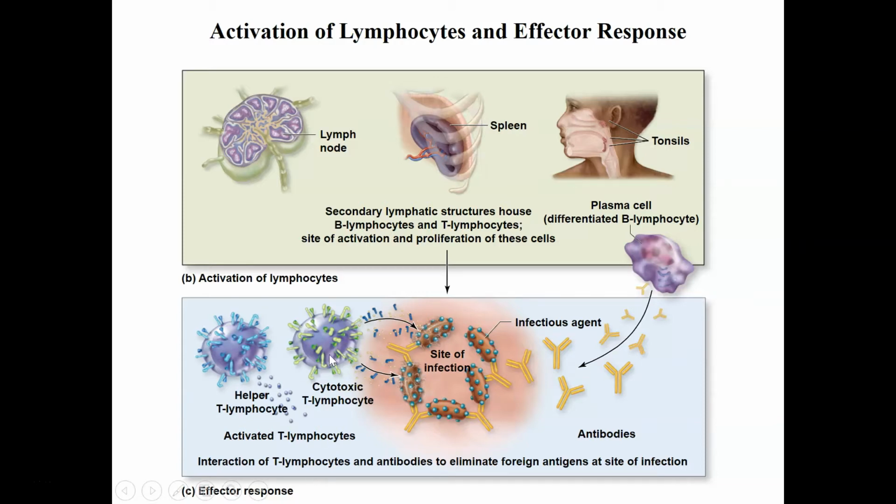Helper T cells release cytokines stimulating other immune cells. Cytotoxic T cells will release perforin and granzymes to kill abnormal cells. And plasma cells secrete antibodies. The plasma cells don't migrate, but the antibodies do. They'll show up at a site of infection, and they will bind to the antigen that they recognize, thus tagging it for destruction.